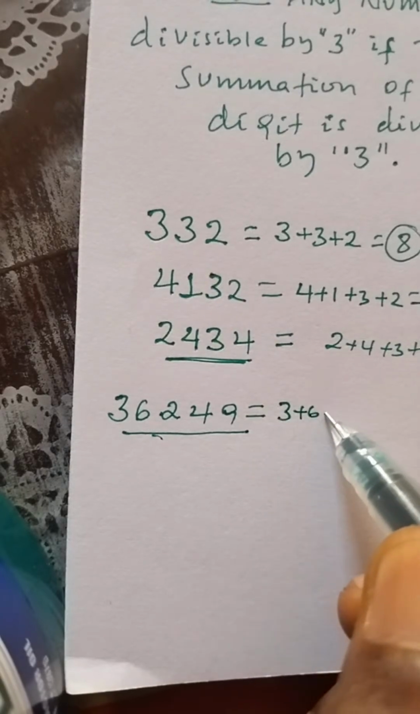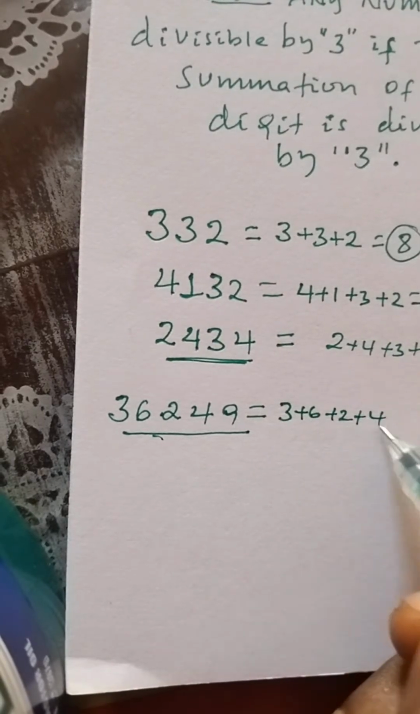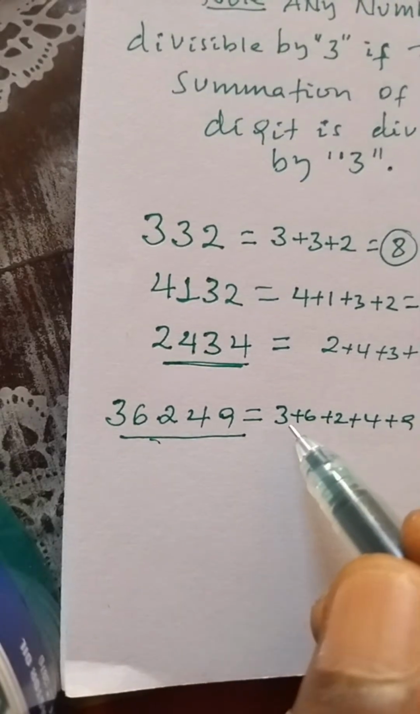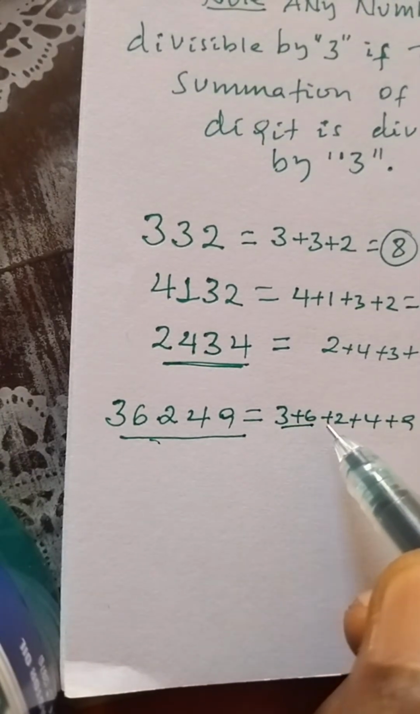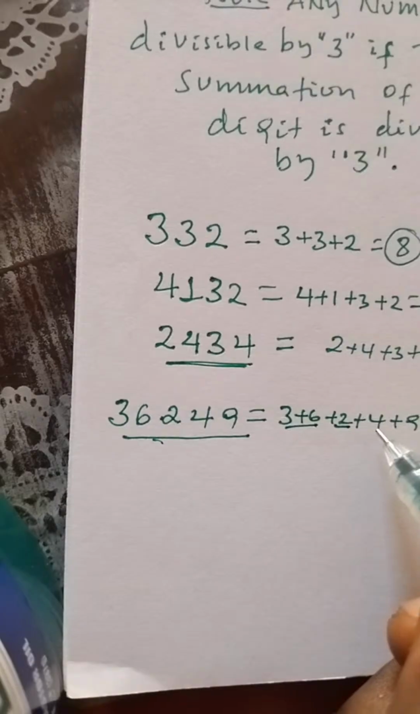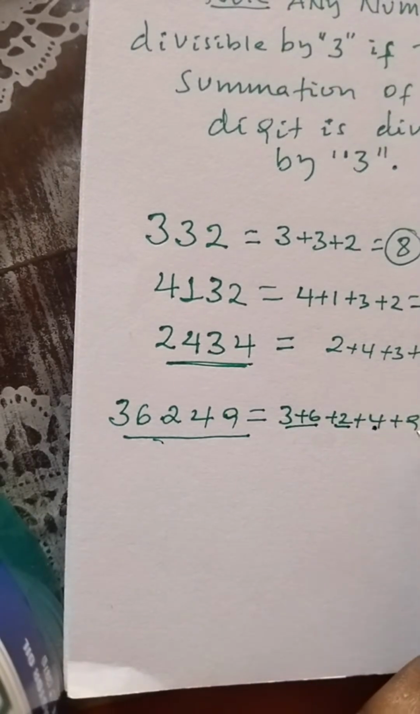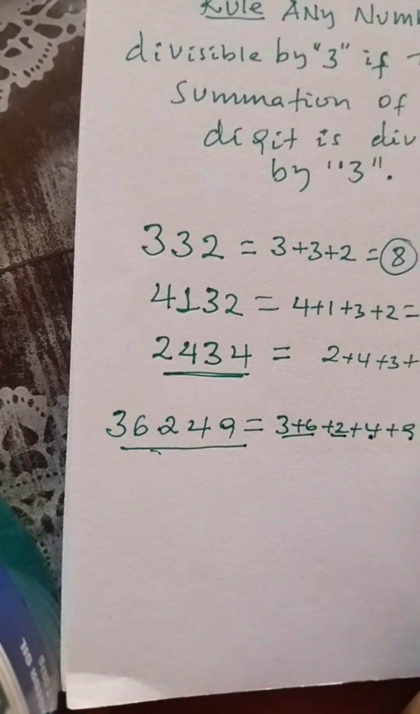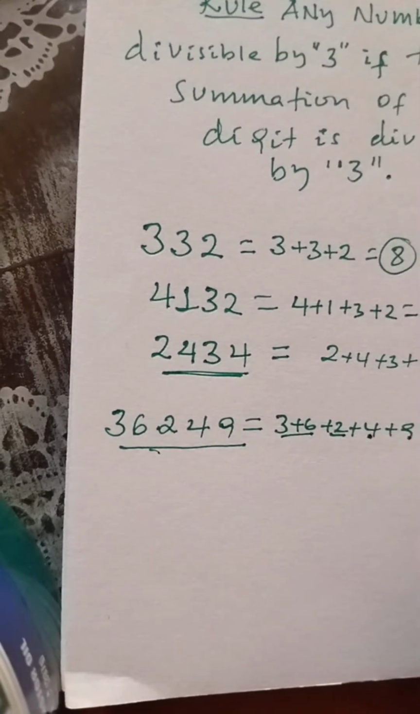33 plus 6 plus 2 plus 4 plus 9. 3 plus 6 is 9. 9 plus 2 is 11. 11 plus 4 is 15. 15 plus 9 is 24.